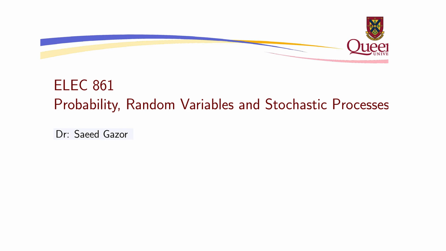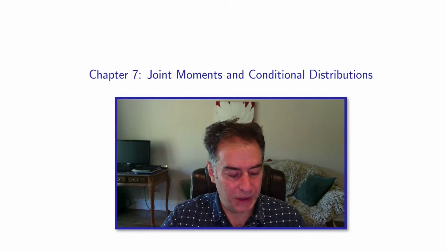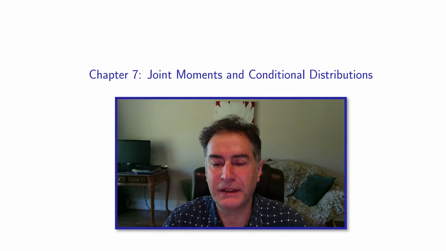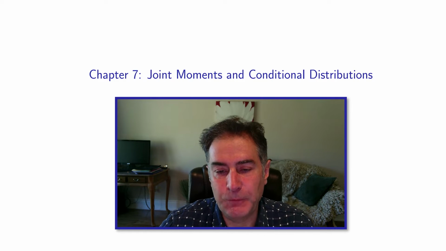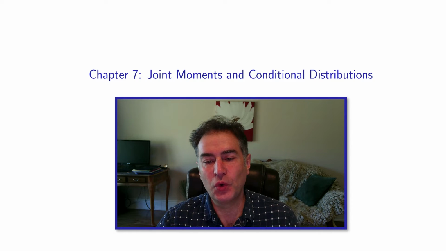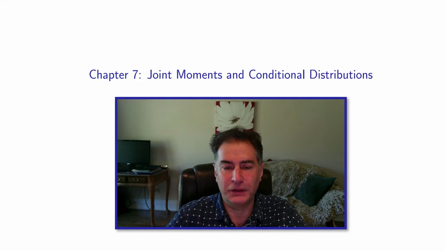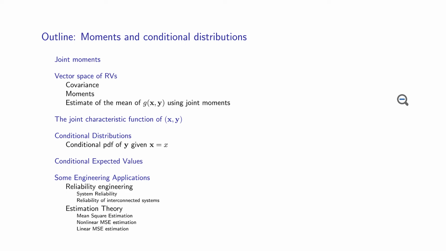Hello, in the previous chapter, we have learned about joint distribution. In this chapter, we learn how to calculate the joint moment and conditional distribution. So this is an addition to the previous chapter where we studied the joint behavior of two or more random variables. So this is the list of different sections and subsections of these chapters.